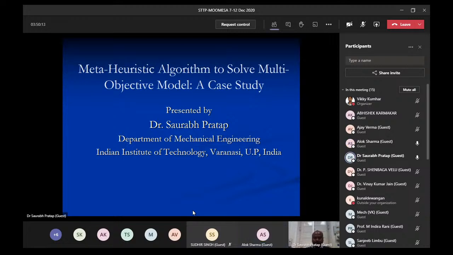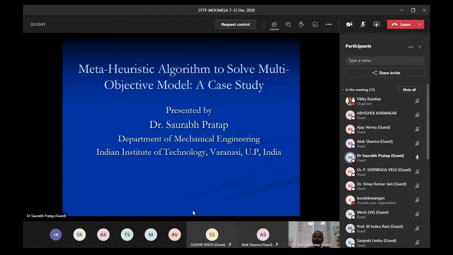I think in the previous lectures, Dr. Deepmala has already explained the genetic algorithm. That one is single objective. But if somebody wants to use the metaheuristic for a multi-objective model, how can we solve it? How can we use the metaheuristic or nature-inspired algorithm to solve the mathematical model?